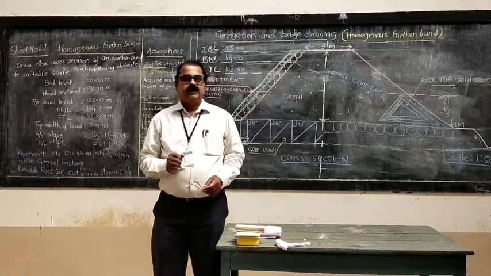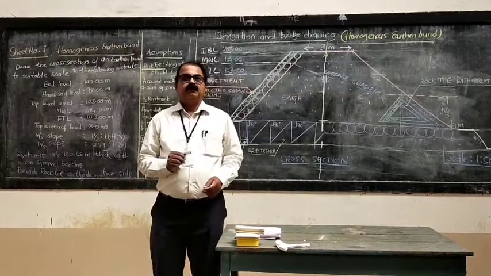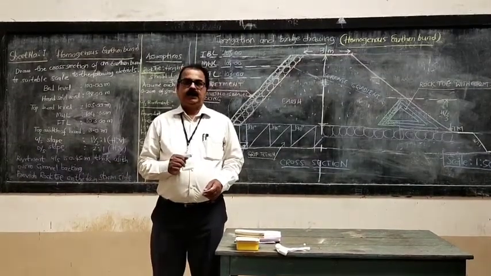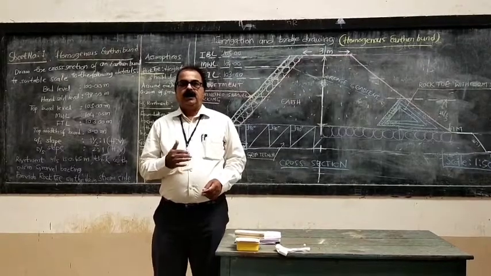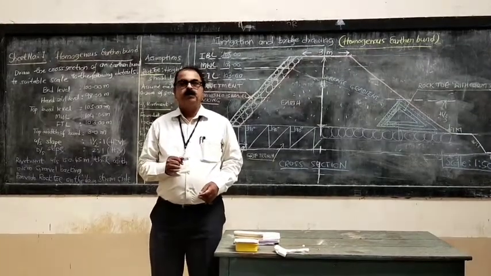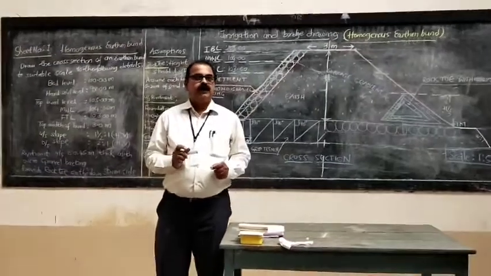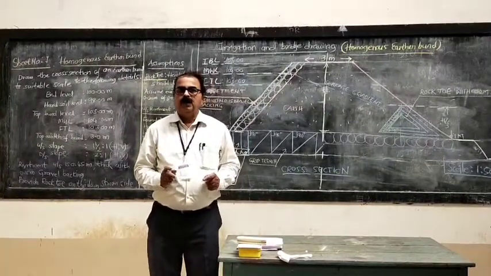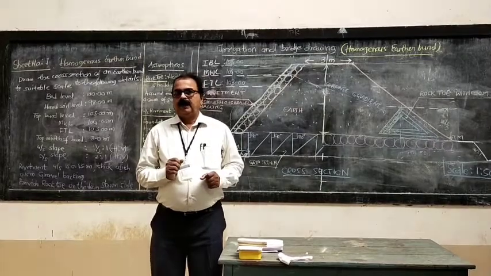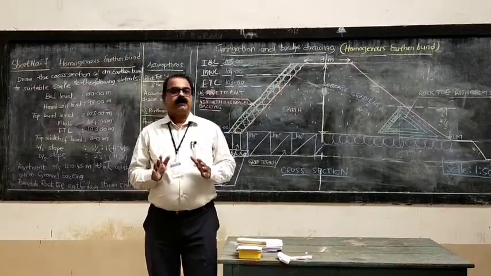So in this case, we study what is a homogeneous earthen bund and how to draw this. Since we are covering this in the second video, you will know a homogeneous earthen bund is nothing but an earthen bund which is made of only earth. And we must know the parts of an earthen bund.